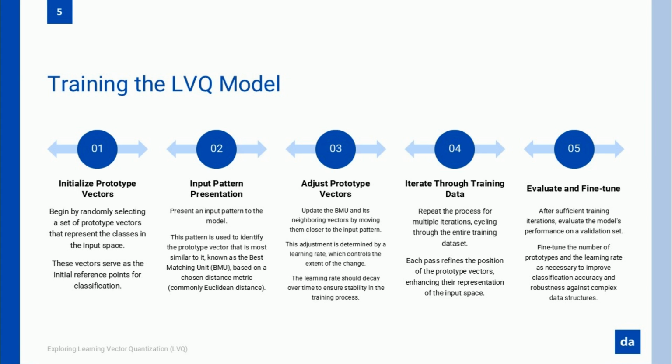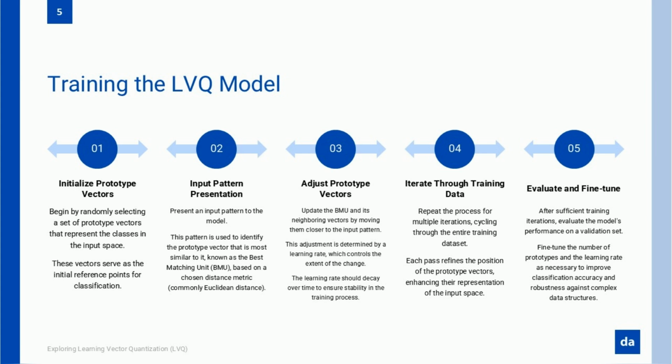Now let's go step by step through LVQ's training process. First, an input pattern is presented to the model. This is like feeding the system a new piece of data and asking, where do you think this belongs? Next, LVQ identifies the best matching unit, BMU, the prototype vector closest to the input. This is the winner in our winner-takes-all approach. But here's the game changer. Instead of just classifying and moving on, LVQ adjusts the BMU's position. If the BMU correctly represents the input, it moves closer to it, refining itself to become a better match over time. If the BMU misclassifies, it moves away, forcing the system to reorganize and improve its structure. This is what makes LVQ so different from KNN.